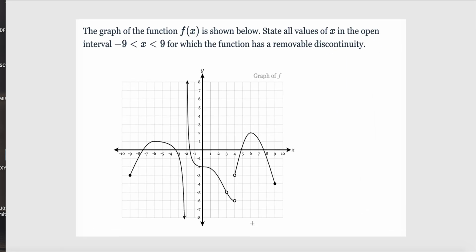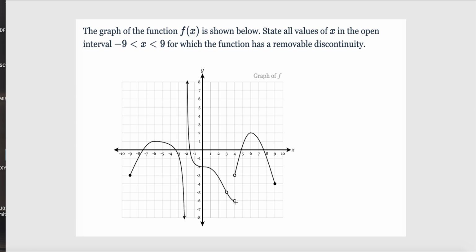Typical question. The graph of the function f of x is shown below. State all the values of x between -9 and 9 for which the function has a removable discontinuity. This is a vocabulary question. A removable discontinuity is the same thing as a hole. It's a single value hole where the function approaches from the left and the right to the same location. There's only one place for that, and that's right here, where I'm circling with the cursor right now.